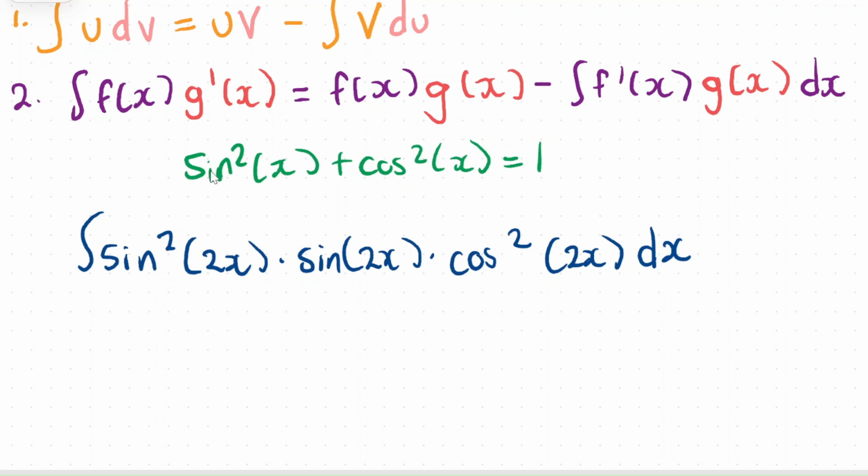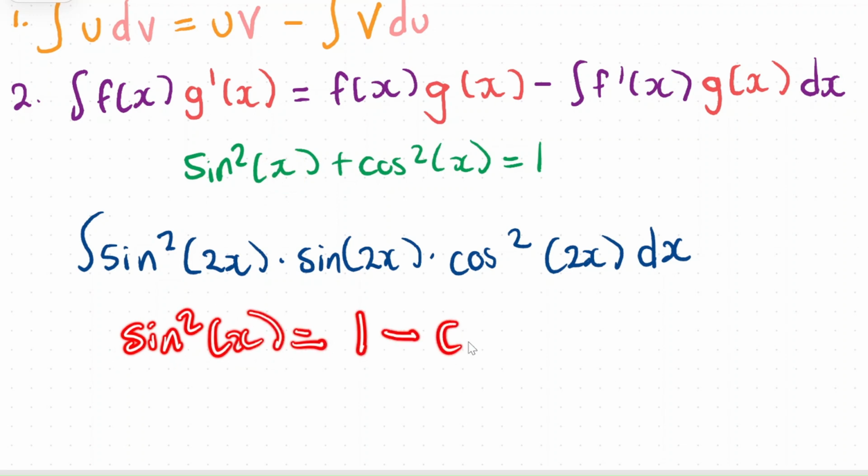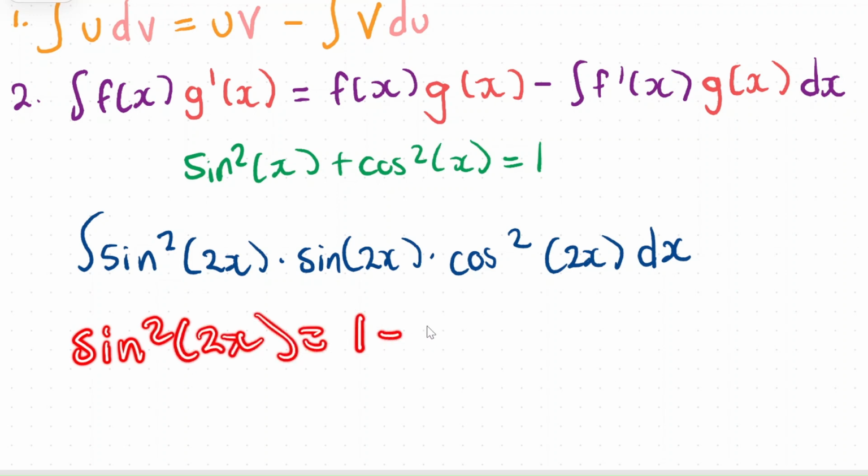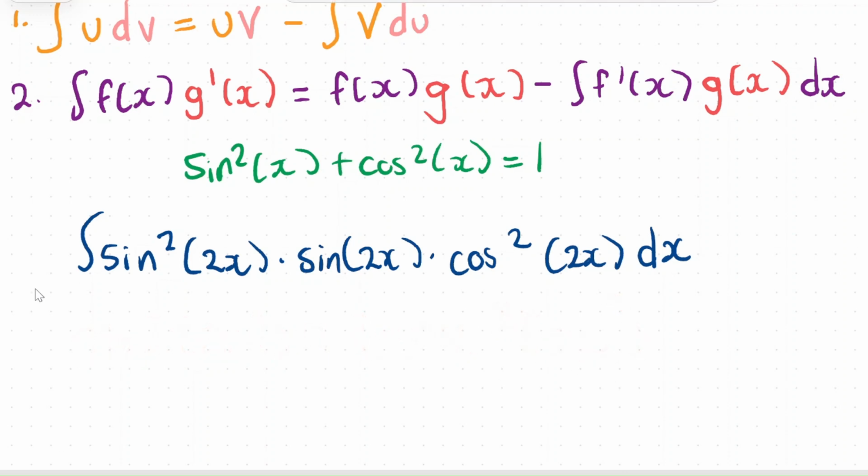If we know that sine squared of x plus cos squared of x is equal to 1, how can we rewrite this so that sine squared of x is the subject of the formula? Well, sine squared of x is equal to 1 minus cos squared of x. And since we have 2x over here, we can do the same thing, saying sine squared of 2x is equal to 1 minus cos squared of 2x. So let's write that down.